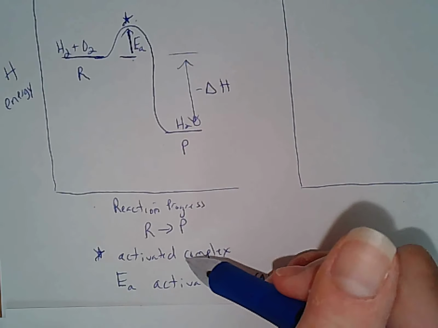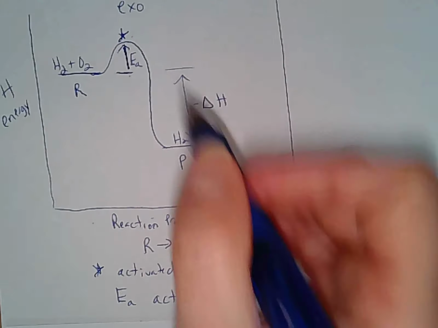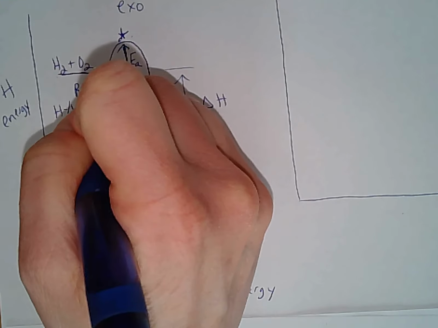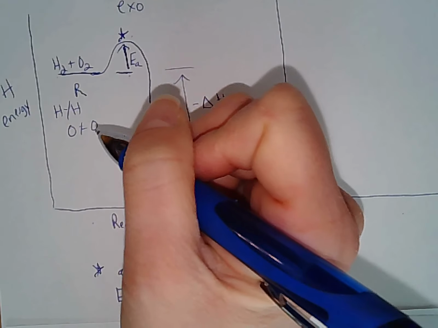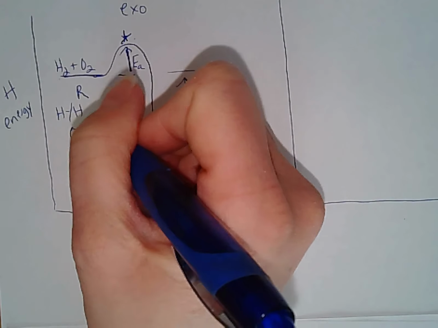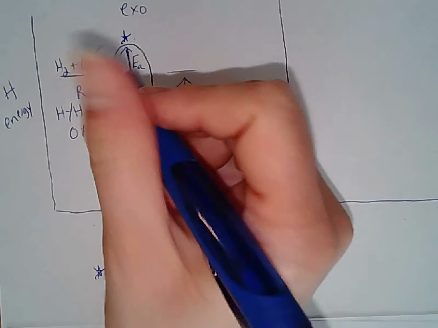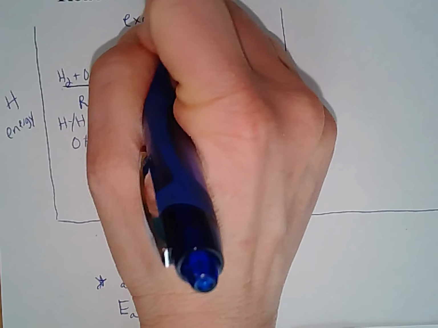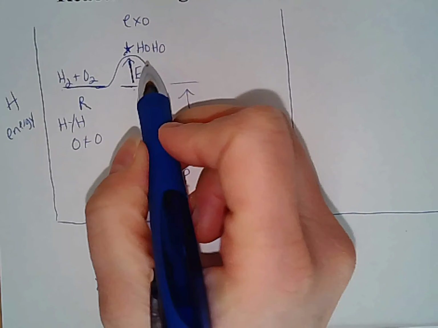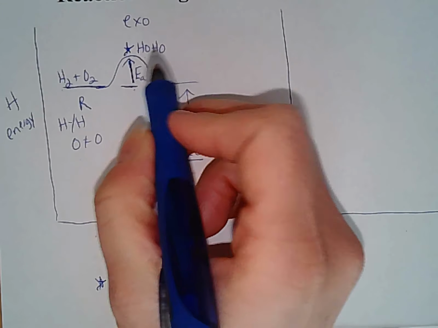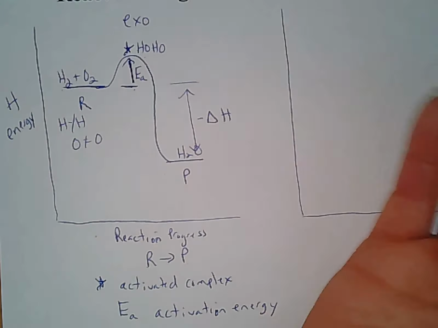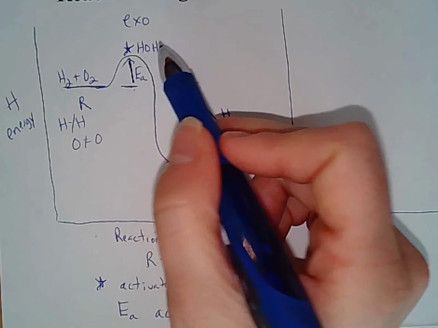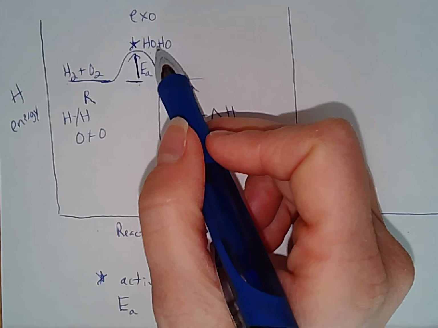Now, your activated complex, what I want you to think about is the hydrogen-hydrogen bond has to be broken and the oxygen-oxygen bond has to be broken. Well, once these molecules have collided and the bonds have broken, we now have what we call an activated complex up here, and I'm going to call it HO-HO. So I have all of the H's and all of the O's kind of gathered together at the top here. So I call this kind of the party. So everybody goes to the party.